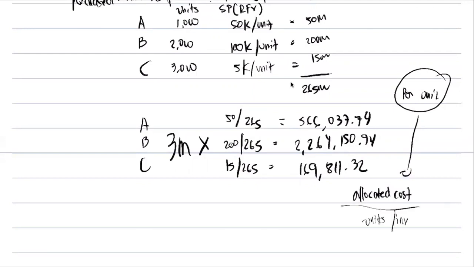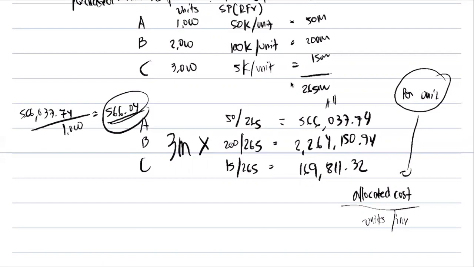So for example, for A, we have 566,037.74. You divide it over 1,000 units, okay? So here, as you can see, you just need to divide it in the units. So the per unit cost is 566.04. Ganun siya. If ever the question is unit cost. But what is the allocated cost? The allocated cost is this one, okay?